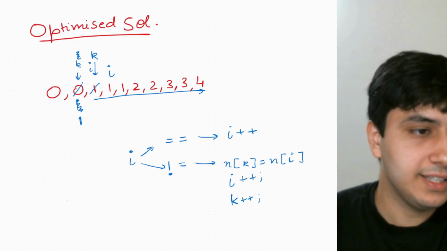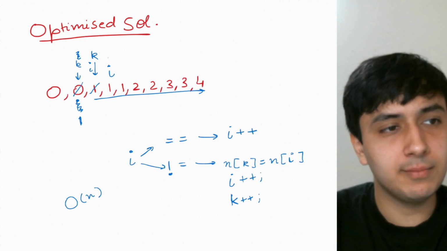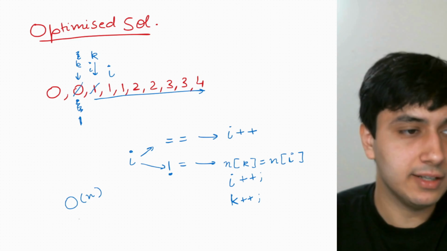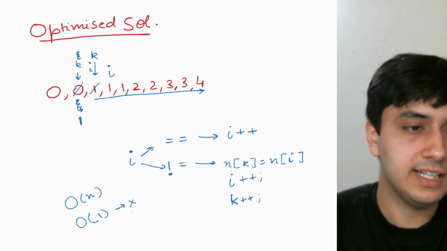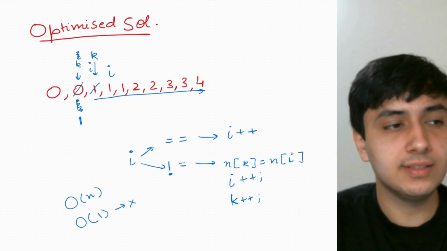The time complexity for this would be O of n. You can say it would be O of 2n because there are 2 pointers, but at the end, in the long run, it would boil down to O of n. The space complexity would be O of 1 because we have used no extra memory and this satisfies all our conditions. This will be the optimized solution.